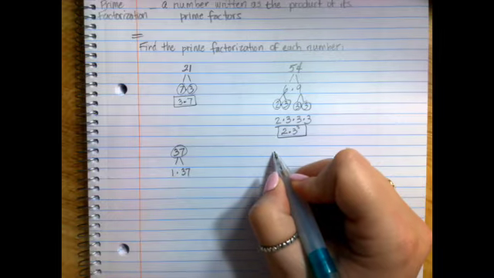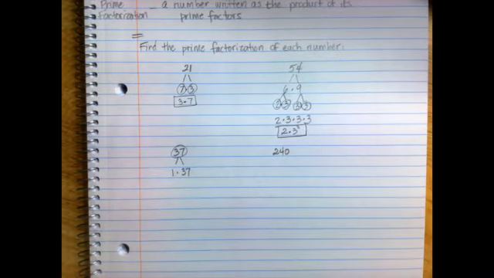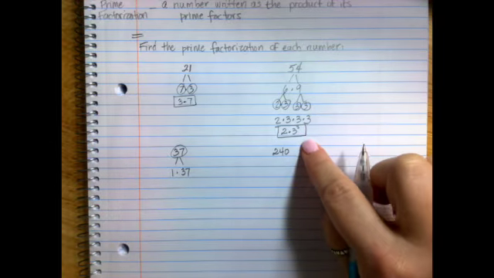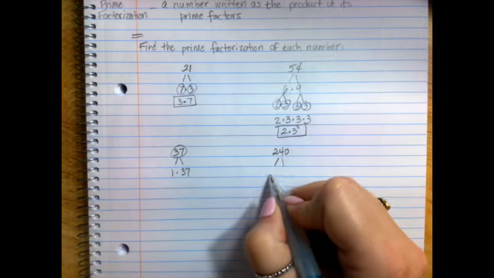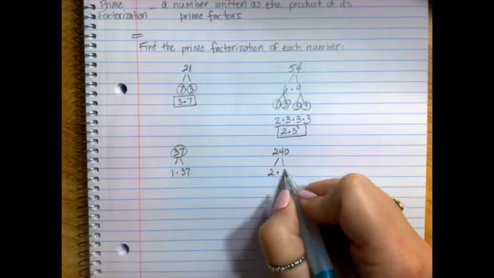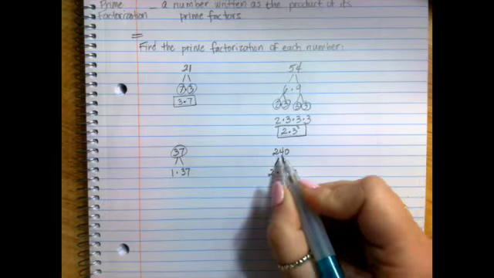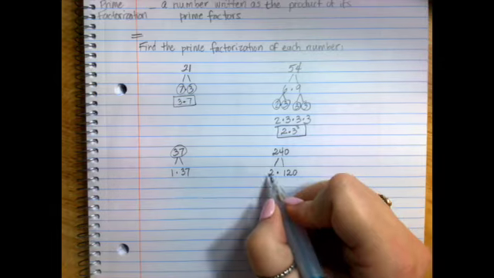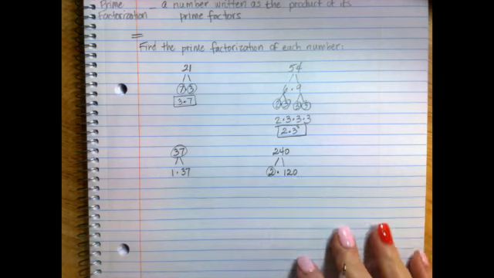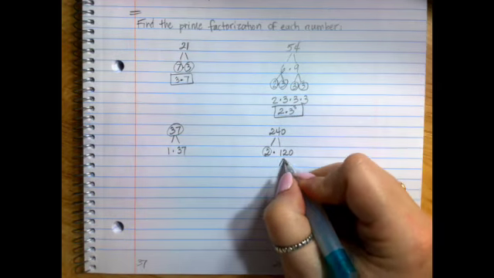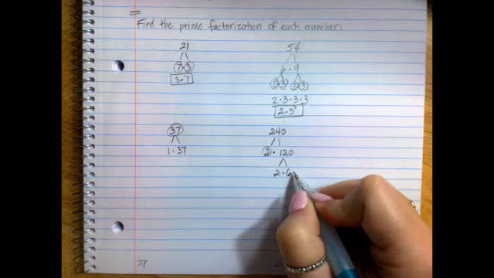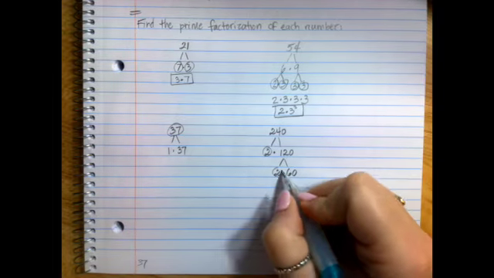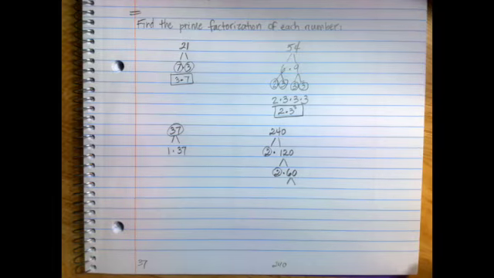And then let's go bigger. 240. Again, however you start out, you will end up with the same solution in the end. So I'm going to take the easy way out here: 2 times 120, because I know this is divisible by 2. 2 is prime. 120 is not. So I'm going to break that down. It's divisible by 2, so 2 times 60. Again, 2 is prime. 60 is not.